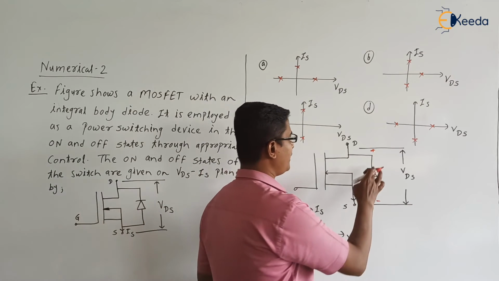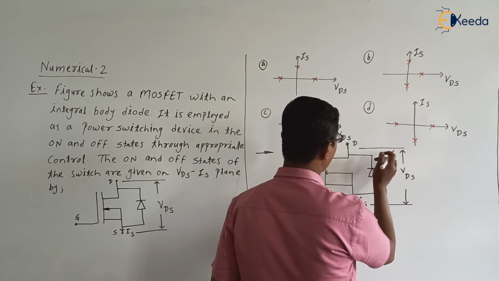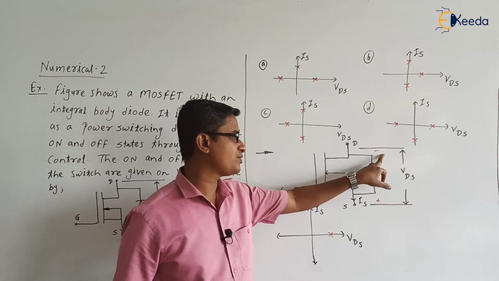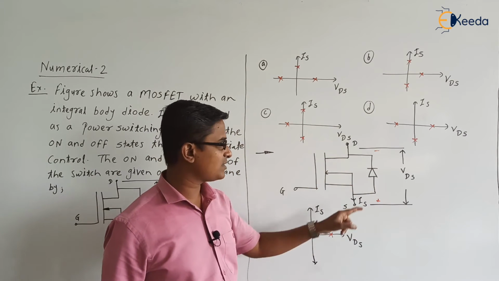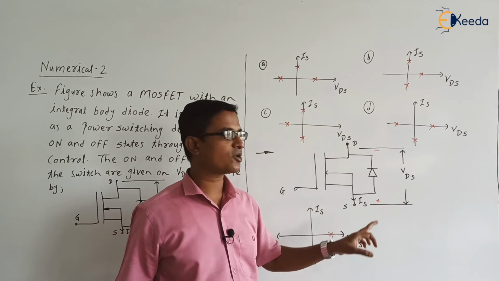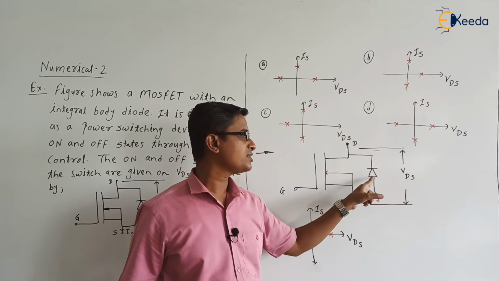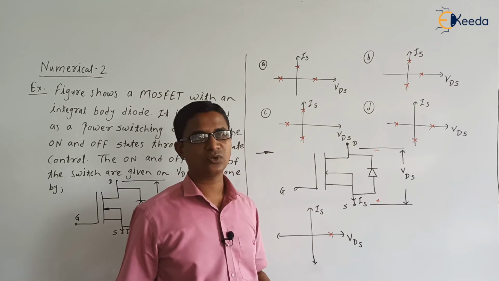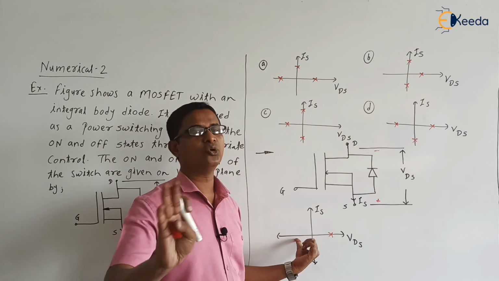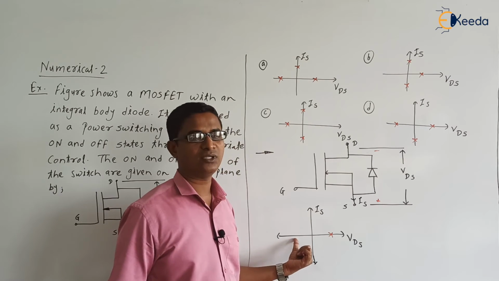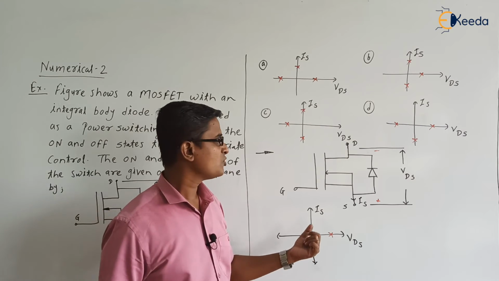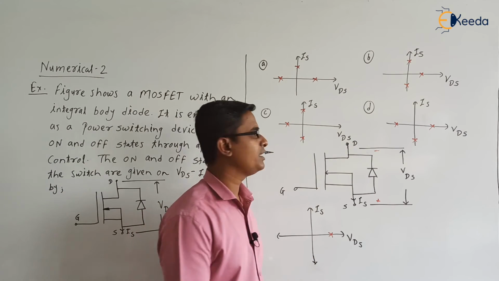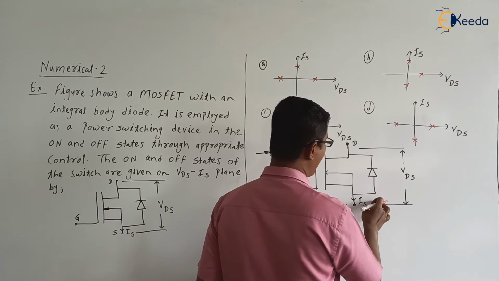Next, suppose VDS is negative. VDS is negative means here it is minus, here it is plus. So when switch is in the off state, definitely the switch will block this voltage. But whether the diode will block this voltage? No, because for the diode this negative VDS is a forward voltage. So this diode will not be able to block this voltage. So whether we will be getting operating point here? No, we will not get the operating point at the negative VDS. Are you getting the point? So indirectly our switch will not block the negative VDS.